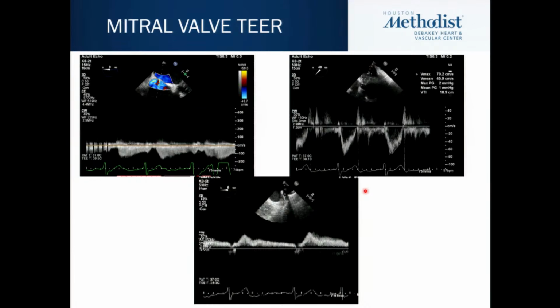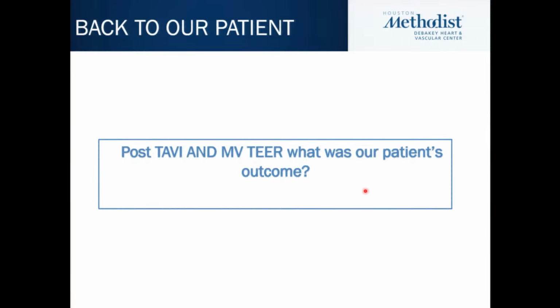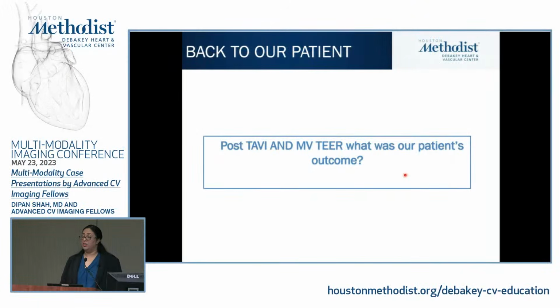The LVOT VTI improved from 9.7 centimeters to 18.9 centimeters. The mean gradient was 4 millimeters of mercury, and you can see in the pulmonary veins there's no reversal seen. So back to our patient. He received now a J valve and a MitraClip. So post TAVI and mitral TEER, what was the patient's outcome? And Dikshita will go over the rest.